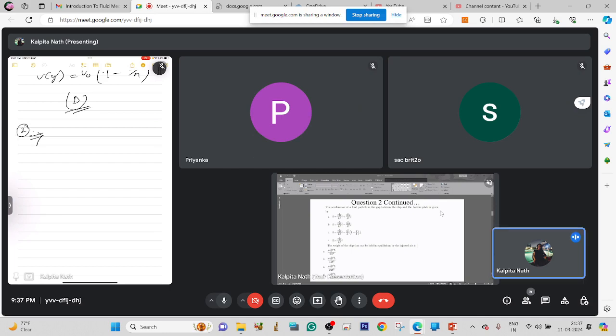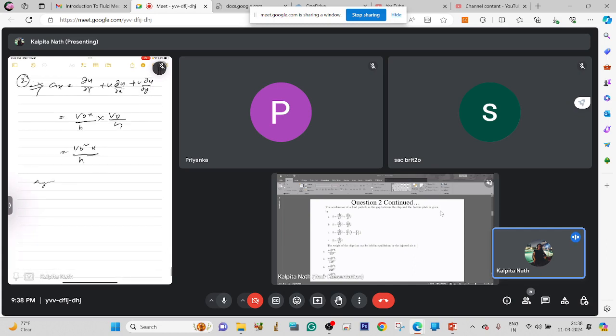Yeah, correct. So let's solve this. I'll just give you a brief of this, as you have already solved it. So acceleration, we already know, is del u del t plus u del u del x plus v del u del y. So this will be equal to v naught x upon h, v naught upon h. So this is v naught square x upon h square.